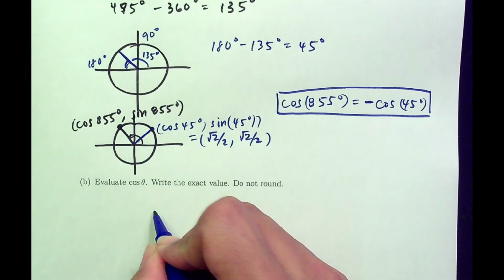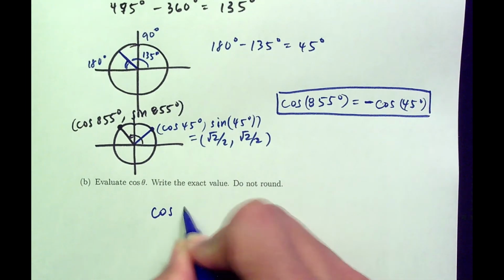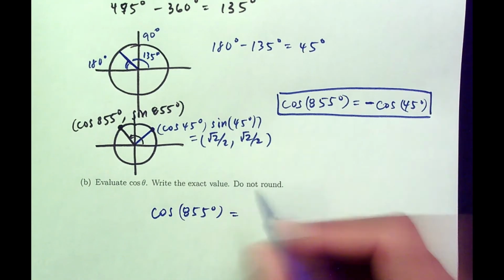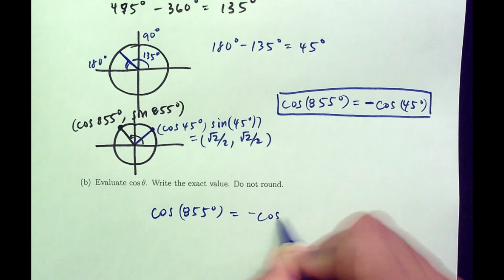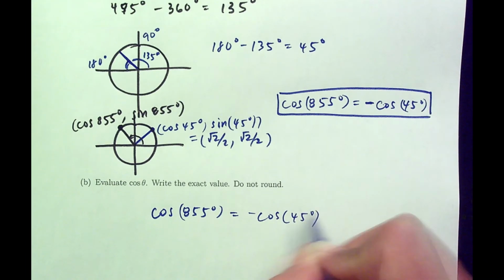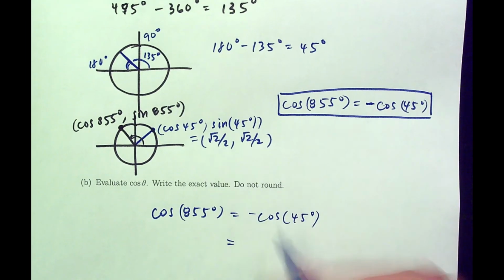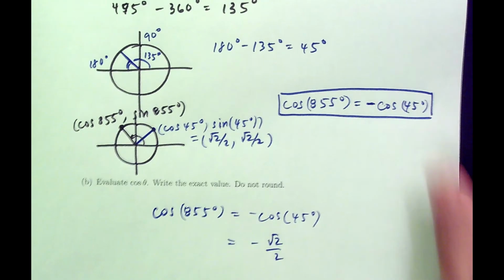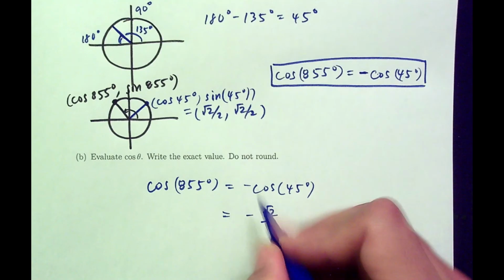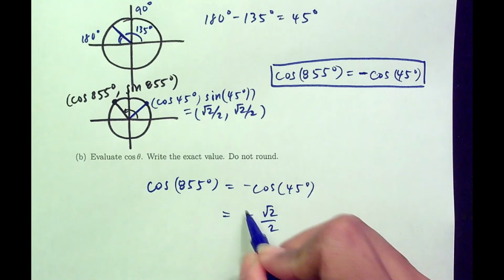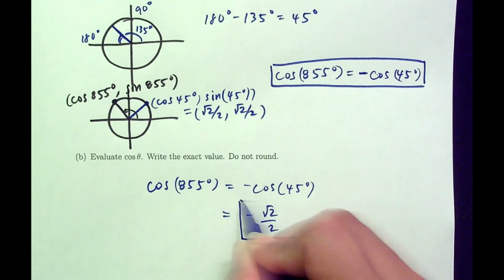Okay? And now is when we use this information to answer the second part. What is then cosine of 855? Well, we just said that it is negative cosine of 45. And up here we said cosine of 45 is square root of 2 over 2. So cosine of 855 is negative square root of 2 over 2.